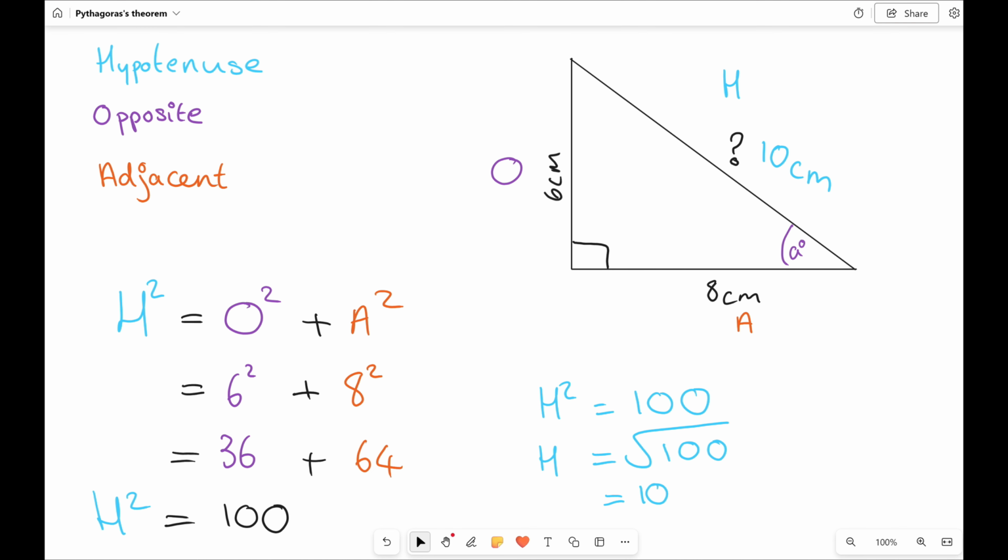Now, sometimes you might have the hypotenuse and the adjacent, and you need to find the opposite. So with that, you would use subject of the formula.